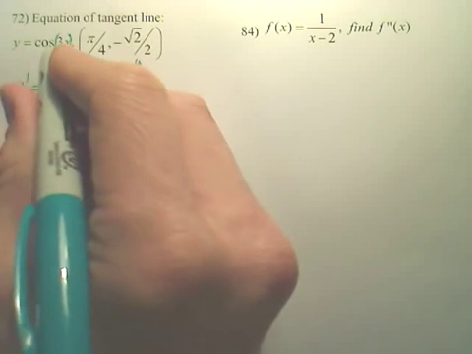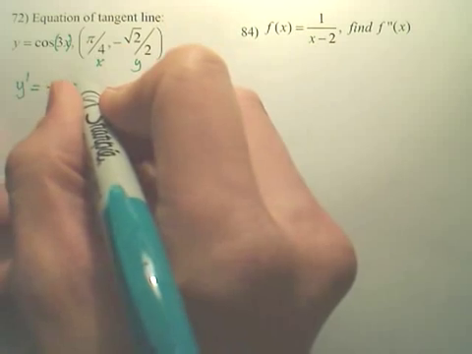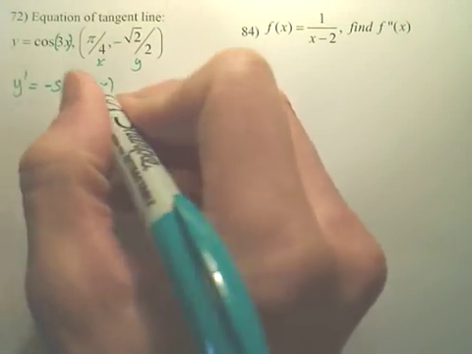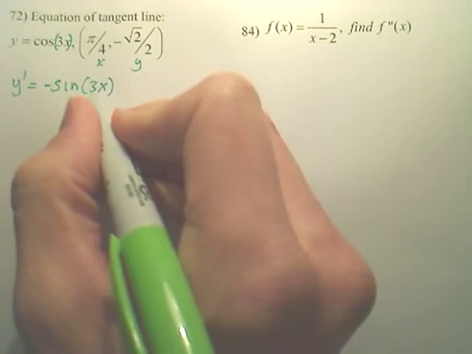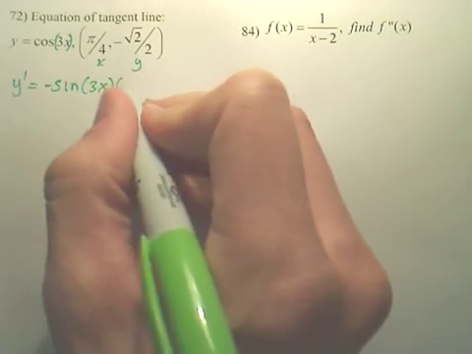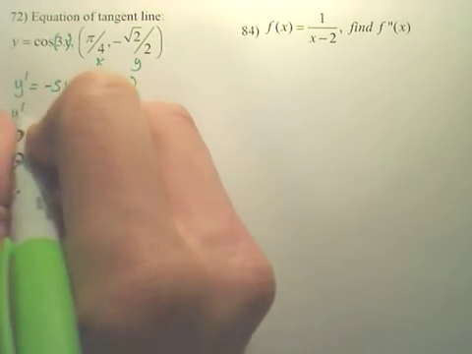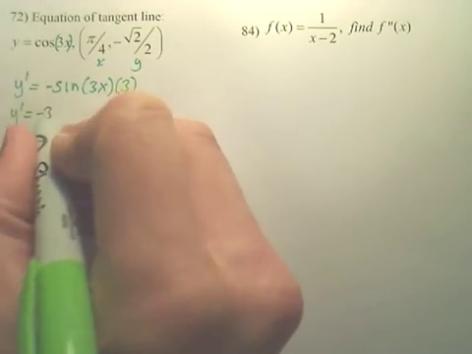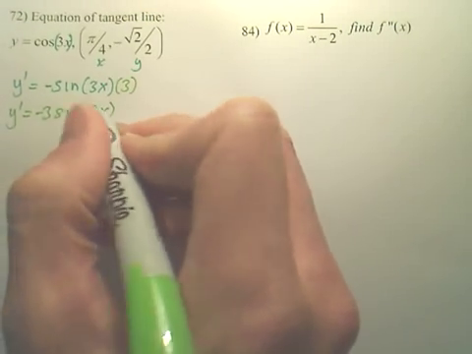So this is a chain rule. The derivative of cosine is negative sine. Leave the inside. But then don't you have to derive the inside? The derivative of 3x is 3. So you got negative 3 sine 3x. That's my derivative.